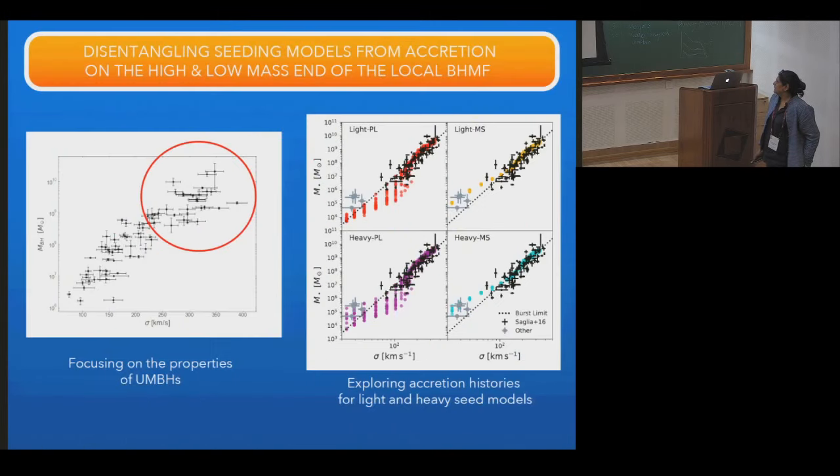There's a little bit more that you can do with the massive end of the local black hole mass function and the properties of the most massive, ultramassive black holes. That is something I am most interested in right now, because we had proposed almost 10 years ago that there has to be an upper limit to black holes. Those arguments were just from simple physics. The question is, what do these models predict?